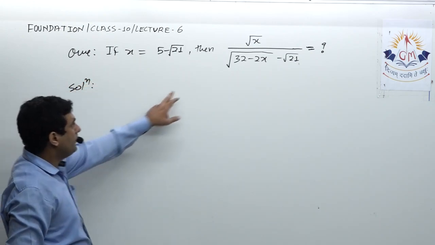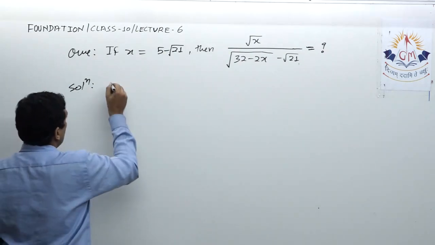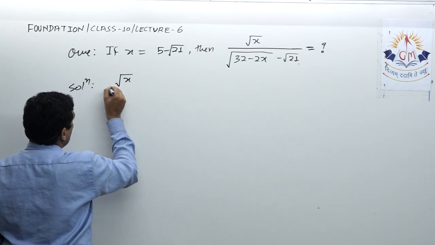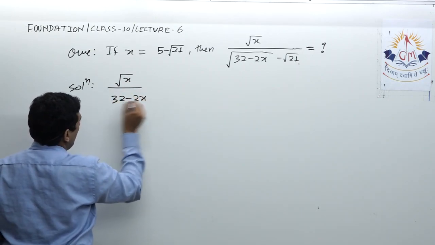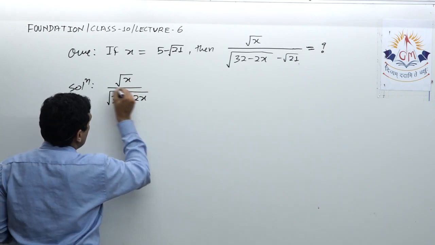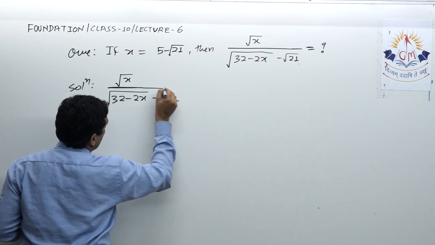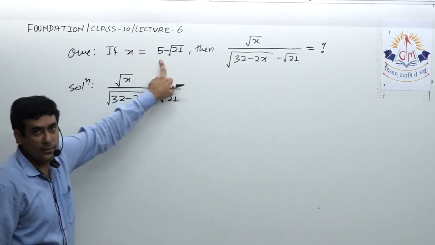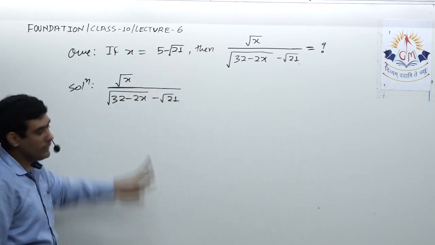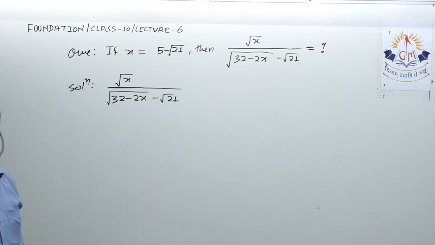First of all, we'll put the value of x in place of x in the given expression. So root x upon root 32 minus 2x minus root 21. This is the given expression. So now what we'll do, we'll put the value of x, that is 5 minus root 21, over here, and then we'll solve it further. So try for a while, then I will give you its solution.